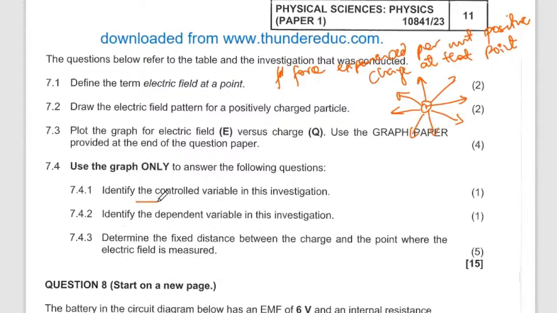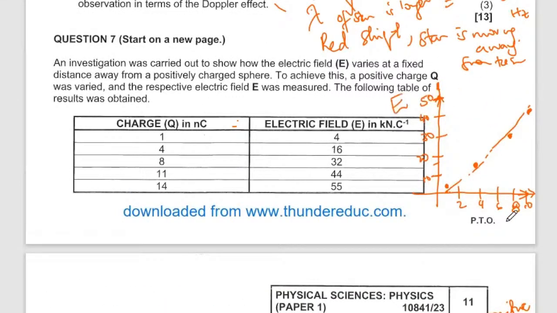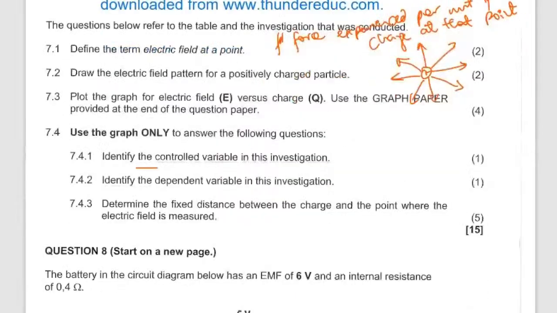Identify the controlled variable. So in this case, the controlled variable, if you have to look at the graph, remember it is the E versus the Q. Okay, E versus the Q. Now it's the other way. This is the Q, that's the E, okay, E versus the Q. So the only thing that is controlled here, because they said the distance is varied from the distance away from the positive charge, fixed distance. So that is the controlled variable. So the distance.